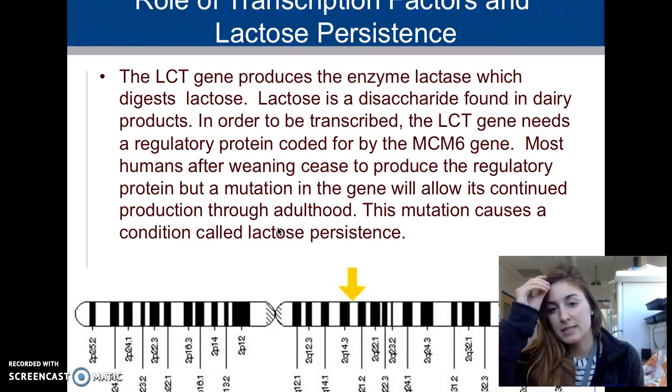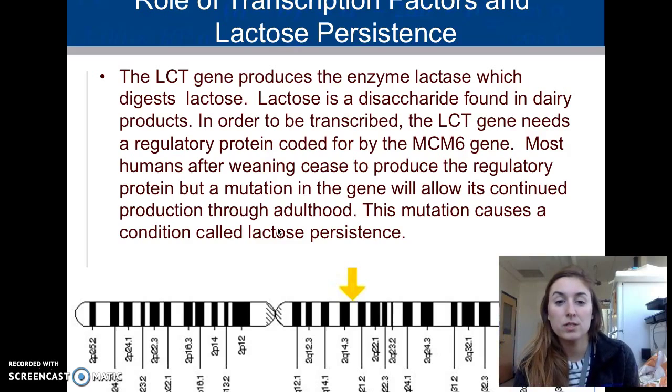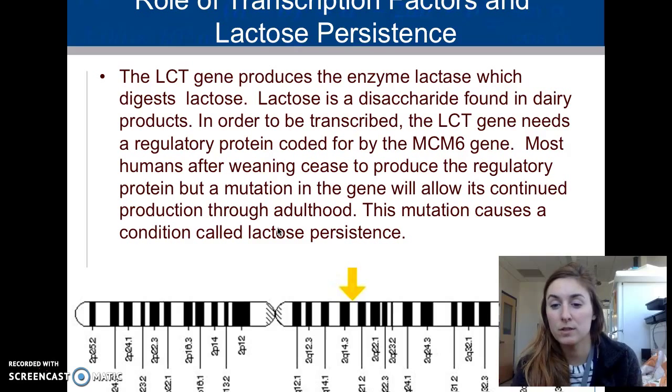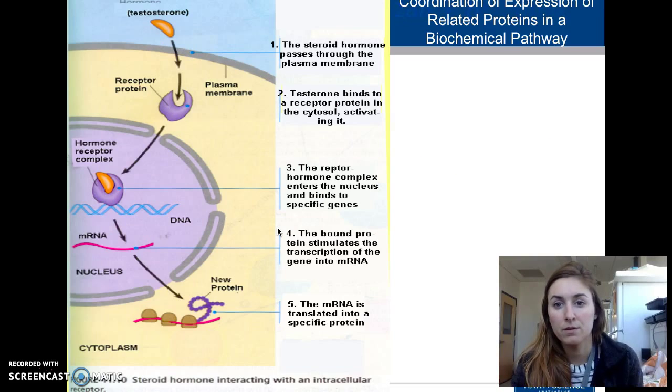Most humans, after weaning, cease to produce the regulatory protein, but a mutation in the gene allows us to continue making lactase into adulthood. In the mutation, you could have lactose persistence. Basically, there was not a binding to the control element, which changes our ability to process lactose.